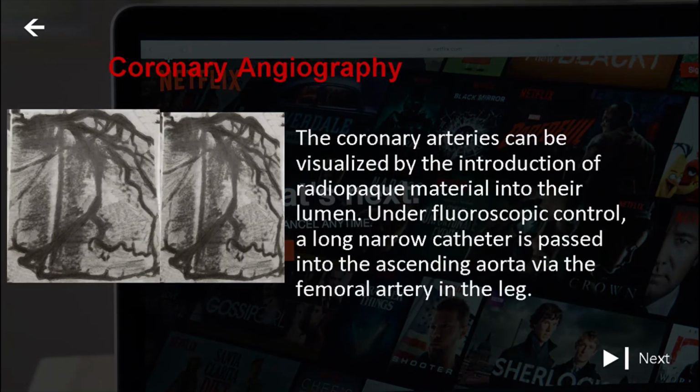So our next one is coronary angiography. As you can see in the image, the coronary arteries can be visualized with the introduction of radiopaque material into their lumen. Under fluoroscopic control, a long narrow catheter is passed into the ascending aorta via the femoral artery in the leg.